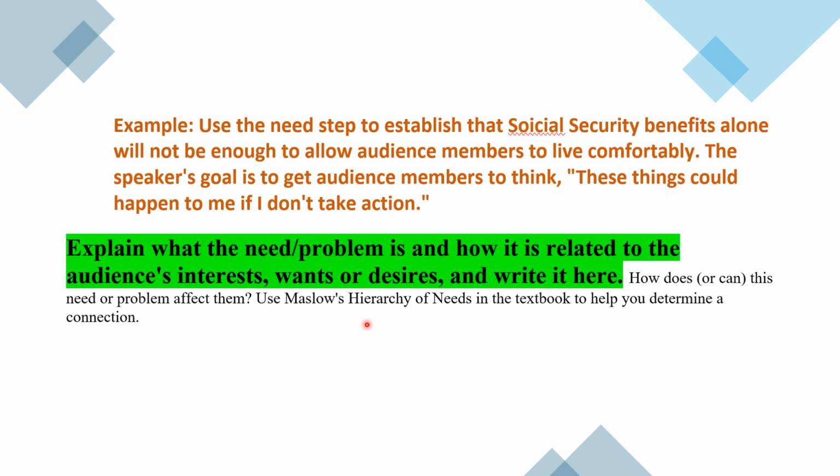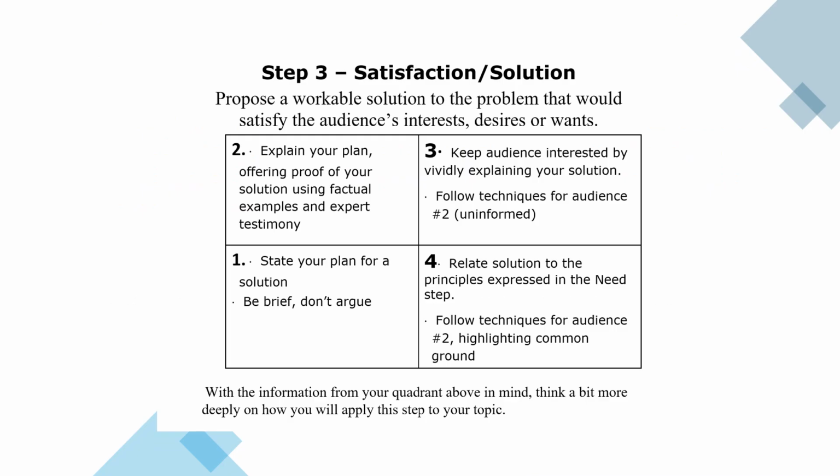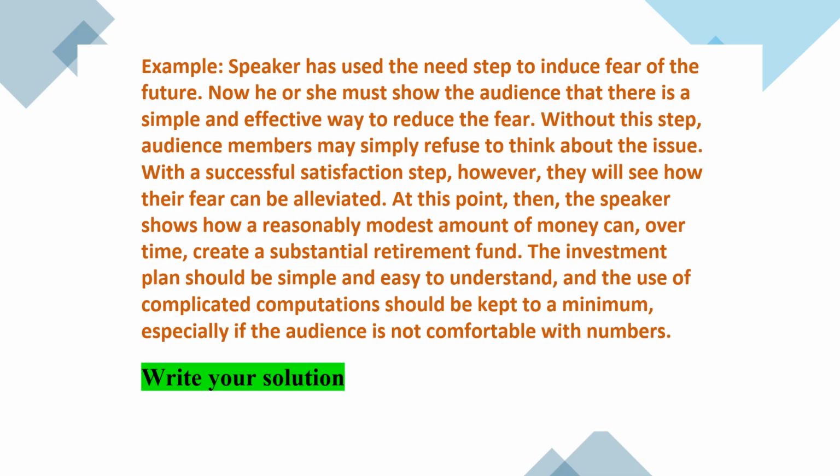For this one, using Maslow's hierarchy of need that was talked about previously in a video, you can look into that. That can help you to determine the connection between the audience. And then we move on to step 3, and you do the same thing. Step 3 is your solution. Look to the box that's for your audience, and it gives you tips on what you should include in this solution, and then you are going to look at the example, and you're going to write down your own solution.